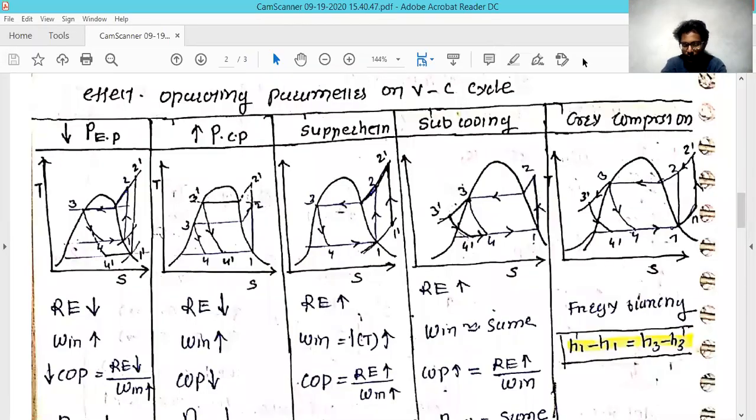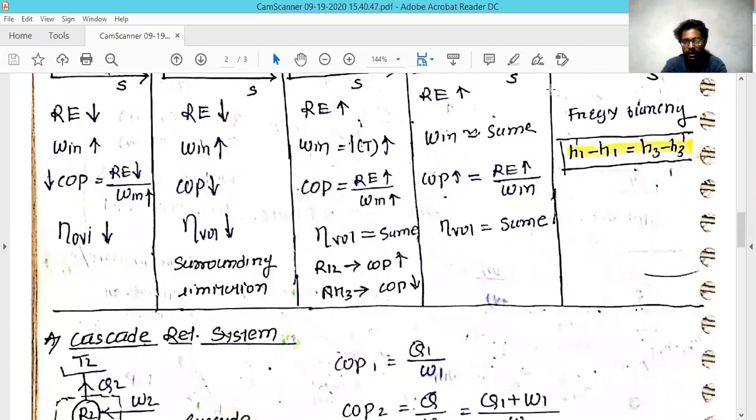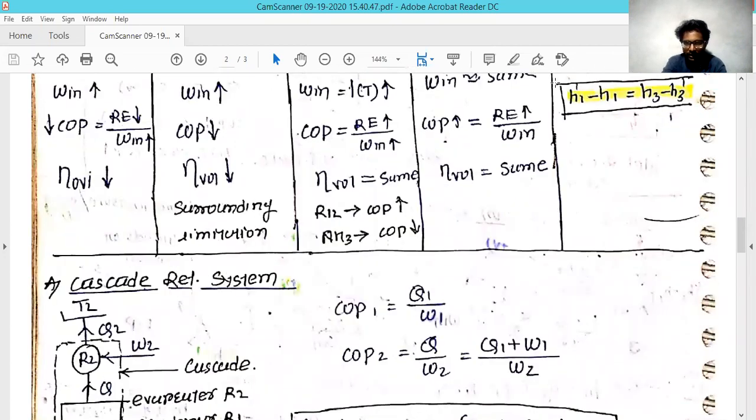In this condition they usually ask a simple question to find the energy balance. And from this energy balance equation, which is nothing but the enthalpy difference between h1 dash and h1, which is equal to the enthalpy difference between h3 and h3 dash. From this they usually ask to find the enthalpy at a particular point.